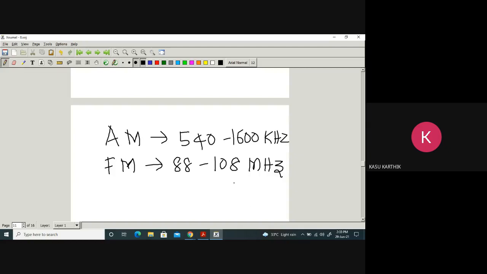Okay, you take any AM radio station, it will be from this range only. You take any FM radio station, it will be operating in this range only. These are the standard operating ranges of both radios.